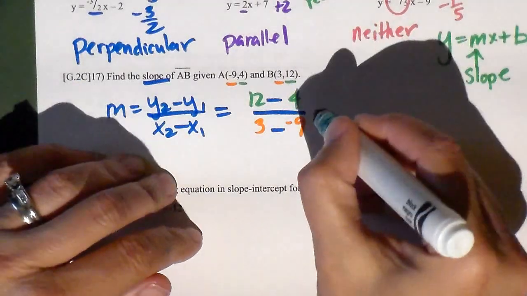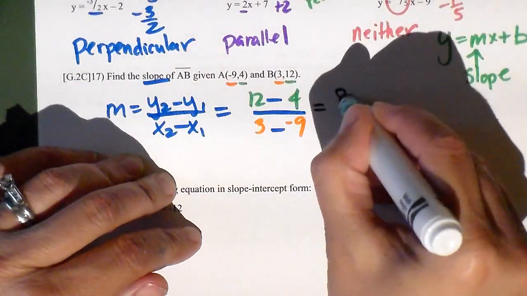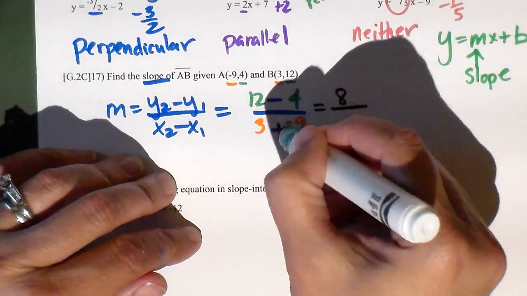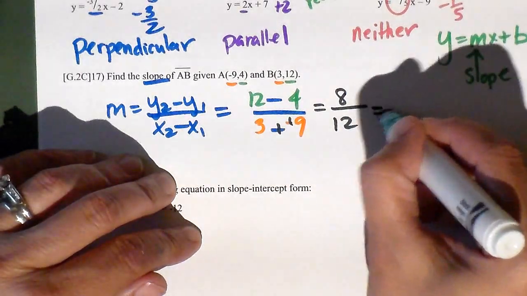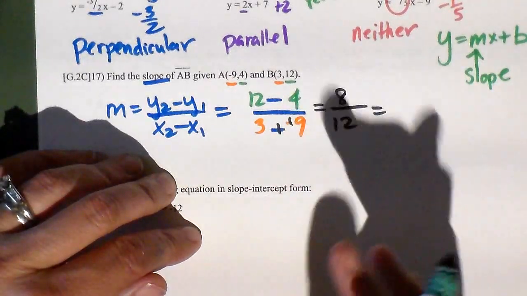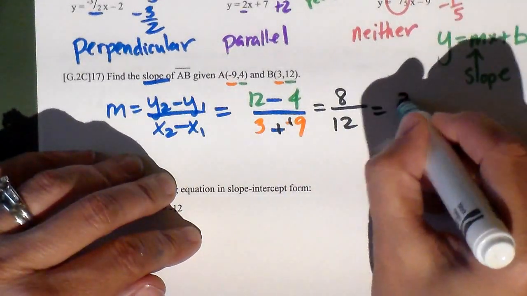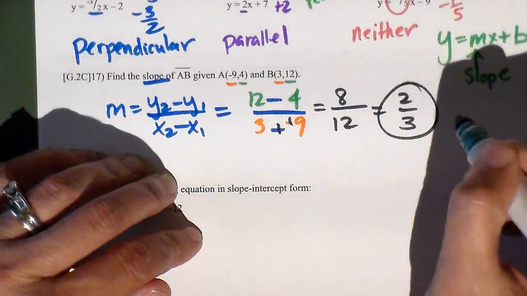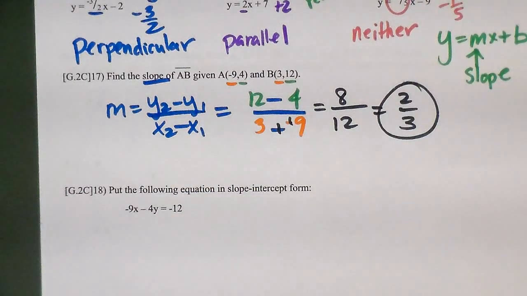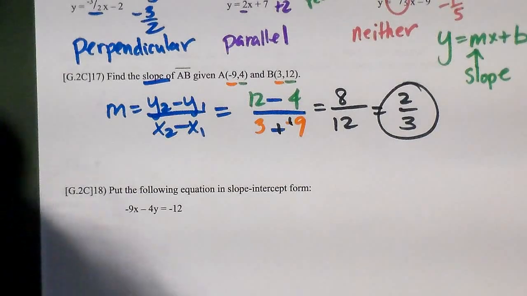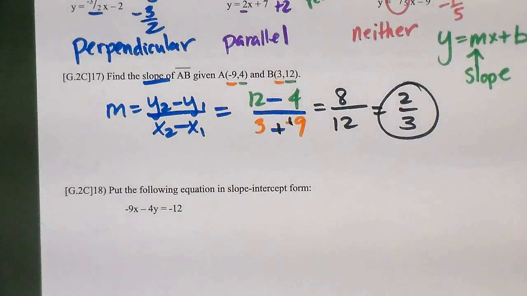Or you ended up messing up your positives and negatives again. 12 minus 4 is 8. 3 minus a negative becomes plus a positive, which is 12. And then you get 8 over 12. But I want you to reduce. These need to be in smallest form. So it was 2/3. If you didn't reduce it to 2/3, you lost 1 point out of 12. So you got most credit.